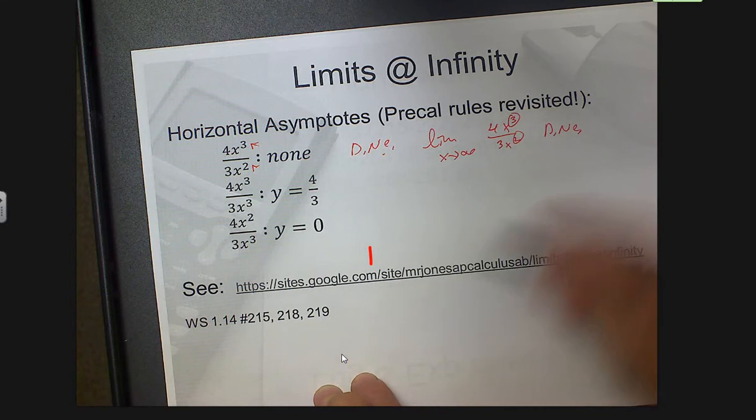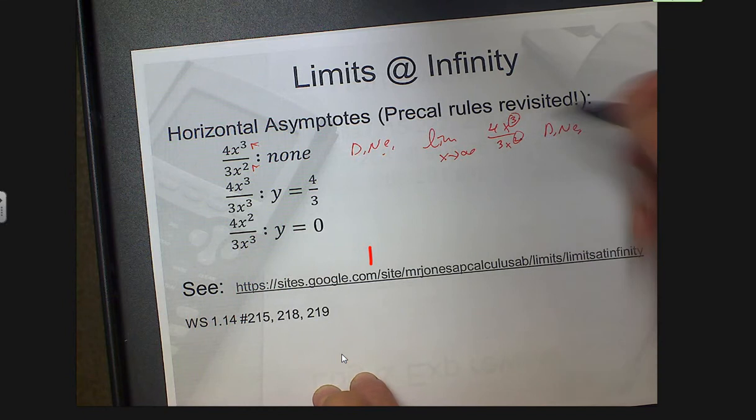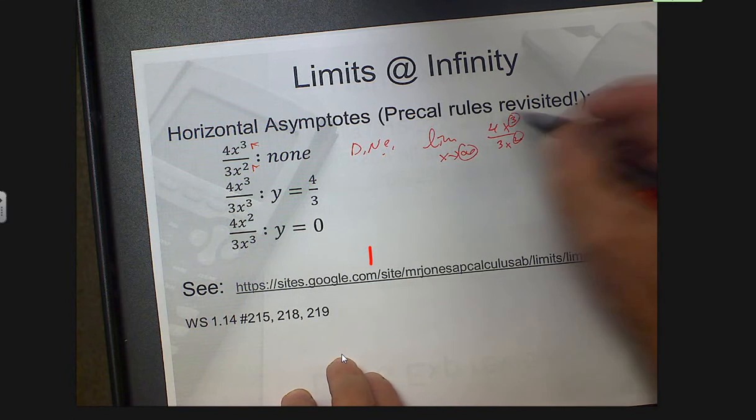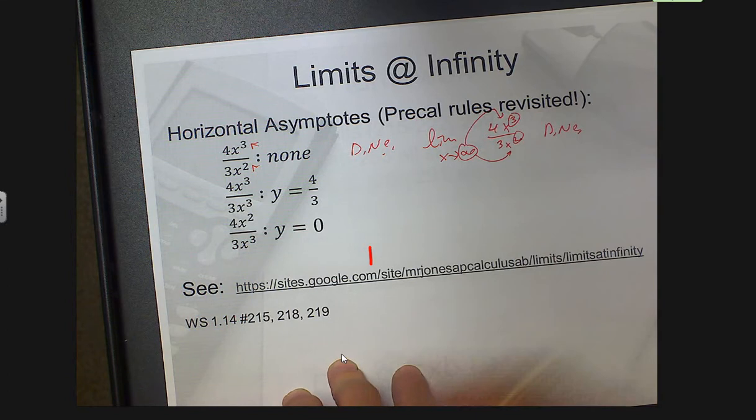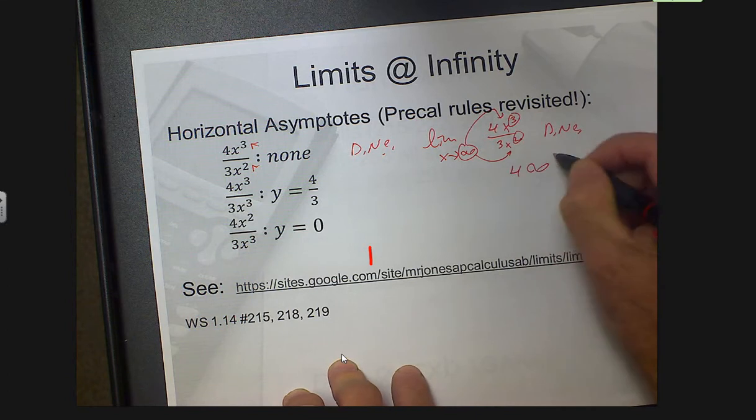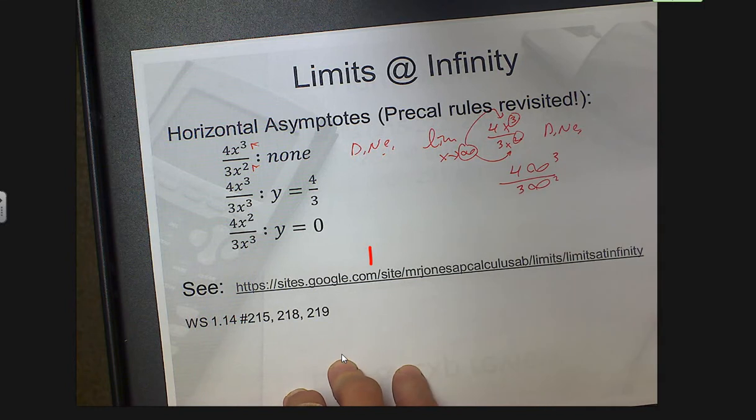If that number is bigger than this one, watch what happens if I plug infinity in. Remember the first step of solving any limit, you do what? You plug the value in. So if I plug infinity in here and here, that is 4 times infinity cubed over 3 times infinity squared. Which is bigger, infinity cubed or infinity squared? It doesn't matter, it's bigger.